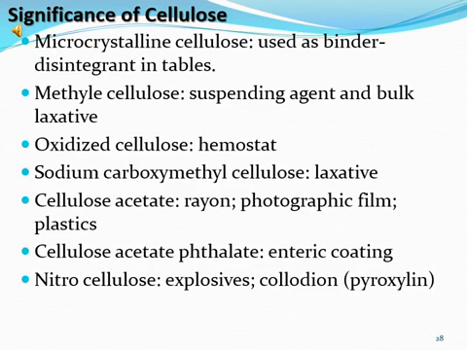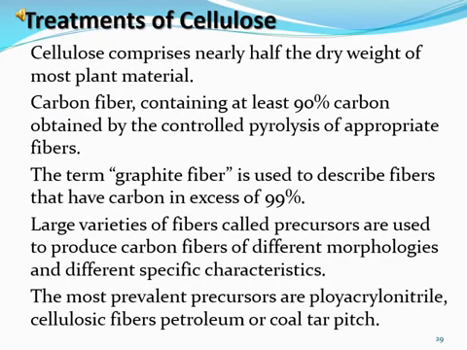Cellulose acetate phthalate is used as... nitrocellulose is used as explosives, collodion or pyroxylin. Treatments of cellulose. Cellulose comprises nearly half the dry weight of most plant material.